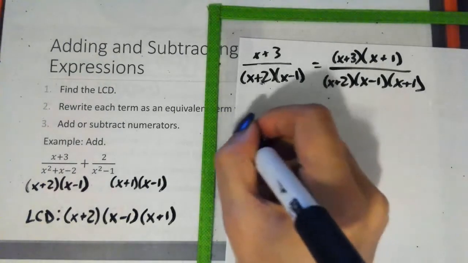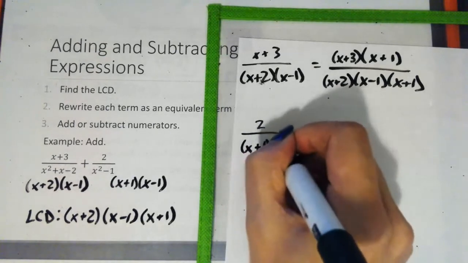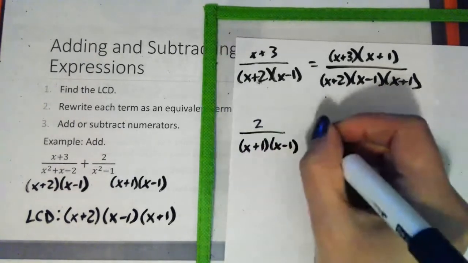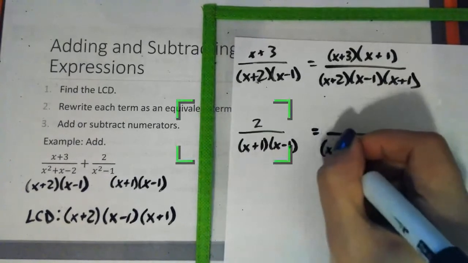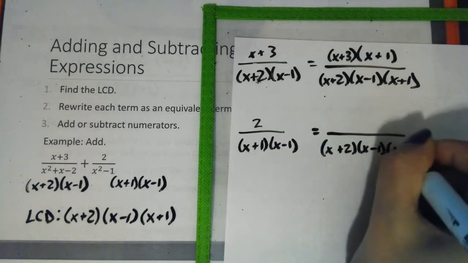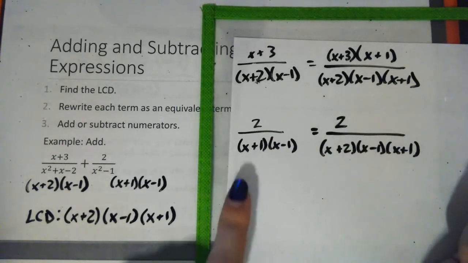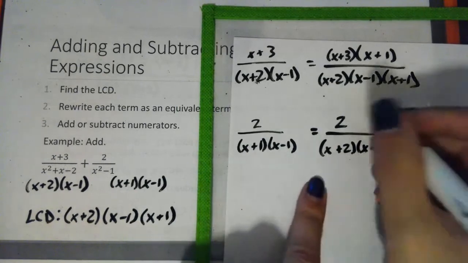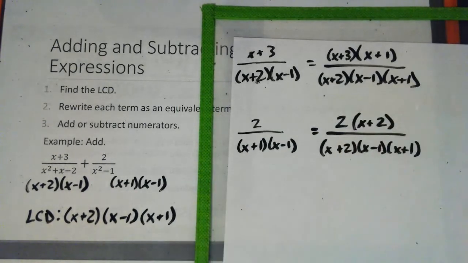My second fraction is 2 over (x squared minus 1), which we factored into (x plus 1) times (x minus 1). For its equivalent fraction, I'm aiming for a denominator of (x plus 2)(x minus 1)(x plus 1). So I already have my 2. What I'm missing in my denominator is this x plus 2. So I need to multiply by x plus 2 in my numerator.